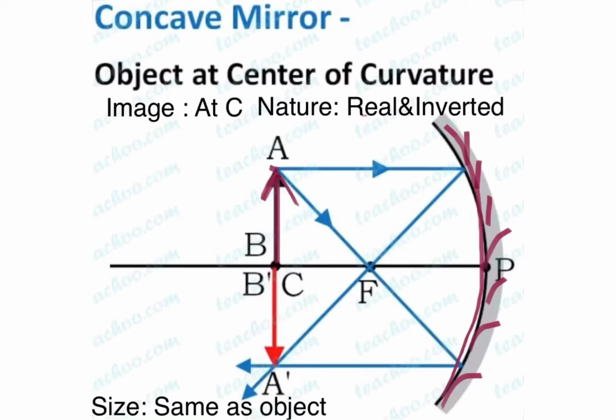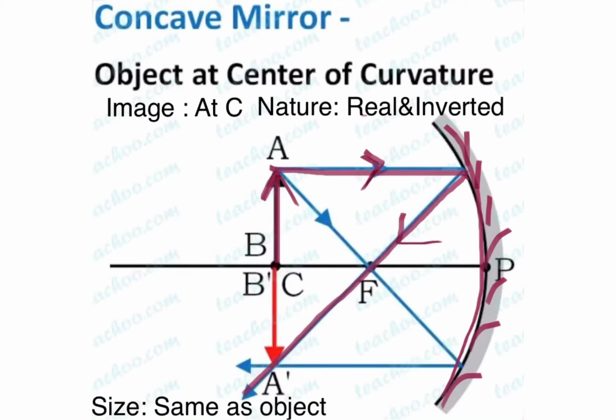The first ray, which is parallel to the principal axis, and we know that after reflection it is passing through point F. So this is your reflected ray, this is the incident ray and this is the reflected ray.